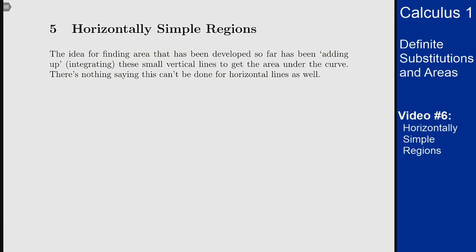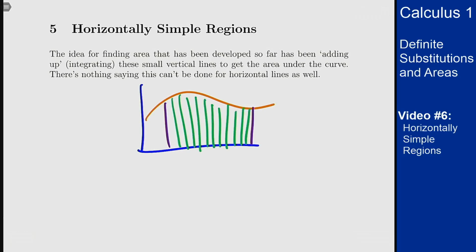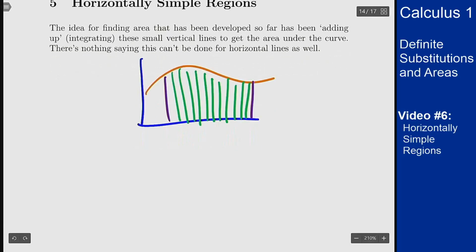Basically the idea is I want to take my graph here, and I'm going to add up a whole bunch of little strips vertically to get the area. Now that makes a lot of sense for the picture we have here. But for some regions, it might make more sense to think about this not as little vertical strips, but as little horizontal strips. So say instead I have a region that looks like this.